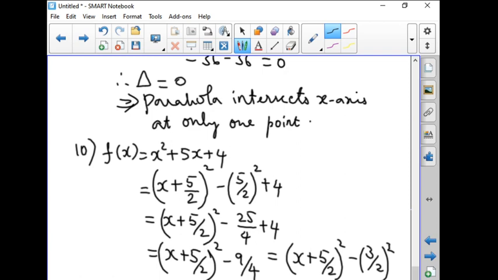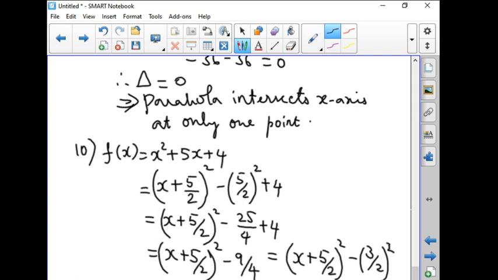So what are we doing? If there is x, write x; if there is plus, write plus 5 by 2, that is the coefficient of x divided by 2, and whole square it. Next, subtract this 5 by 2 square as it is, and put the last constant. So we are getting x plus 5 by 2 the whole square minus 25 by 4 plus 4. Now subtract these two and write down the answer.